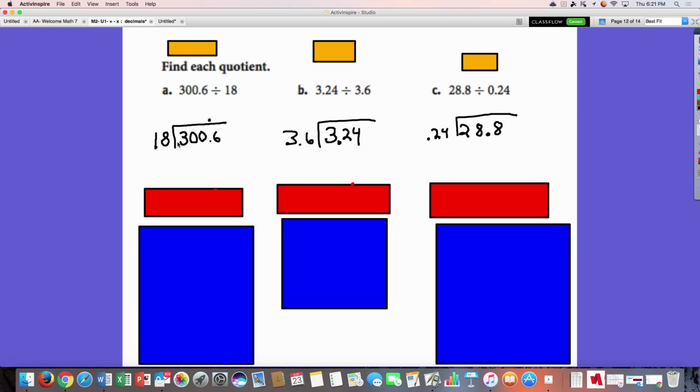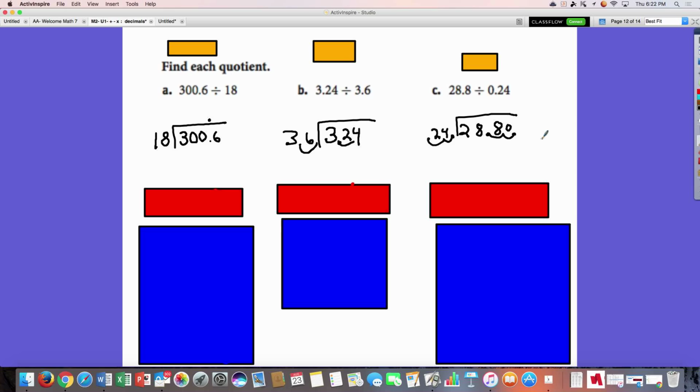I rewrite the problem. 300.6 divided by 18. 3.24 divided by 3.6. 28.8 divided by 0.24. And here's what we do. We just have to move it over. Are there any decimal spots in the number we're dividing? No, this one's good. This one, I'm going to have to move that over 1. And if I move this over 1 to get a whole number, I got to move this over 1. And this one, I got to move this over 2 spots. So I got to move my decimal over 2 spots.